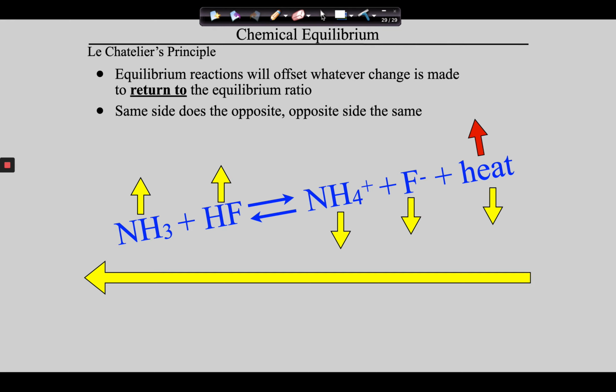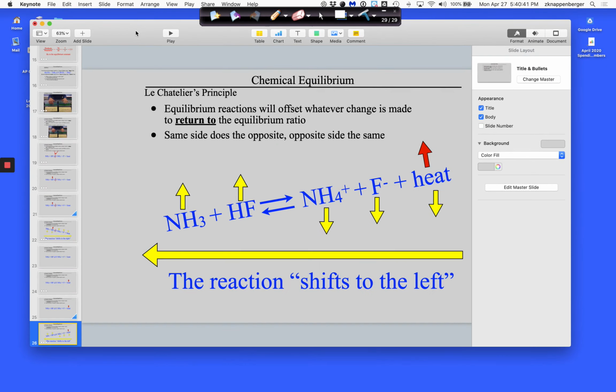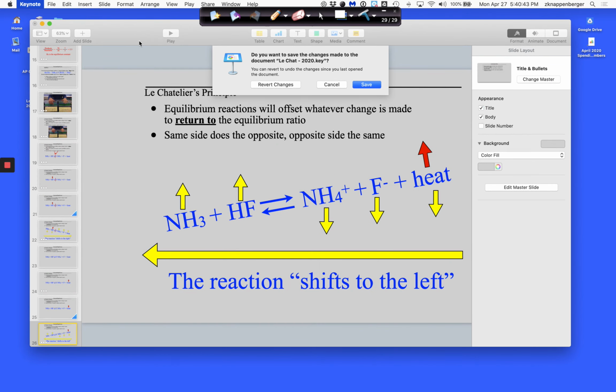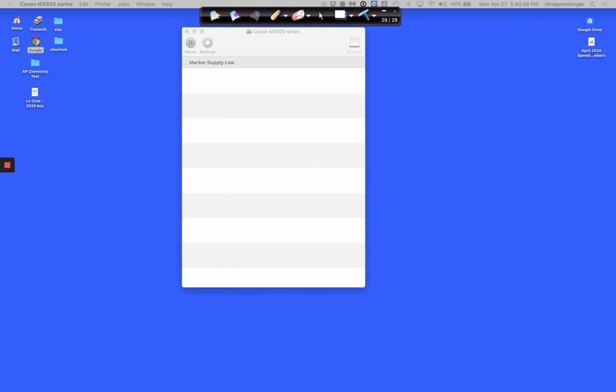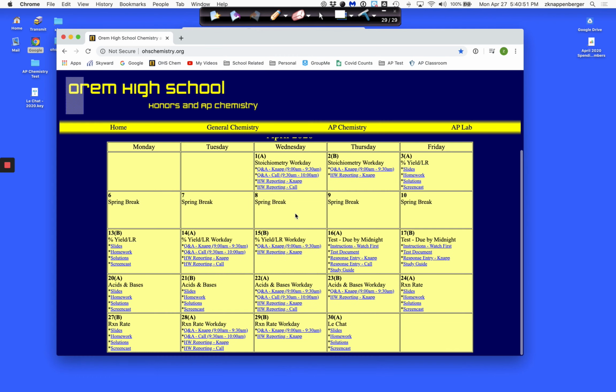Then, guys, we can use this to make predictions using Le Chatelier's principle. The idea being same side does the opposite. Opposite side does the same. And as we think about that, we can use these arrows in order to make shifting predictions. So let's take a look at the homework then and figure out what this might look like. So going out to our homework, I'm going to close out of this and I'm going to grab our homework sheet. And let's take a look at the homework and make sure we're comfortable with what we're doing.